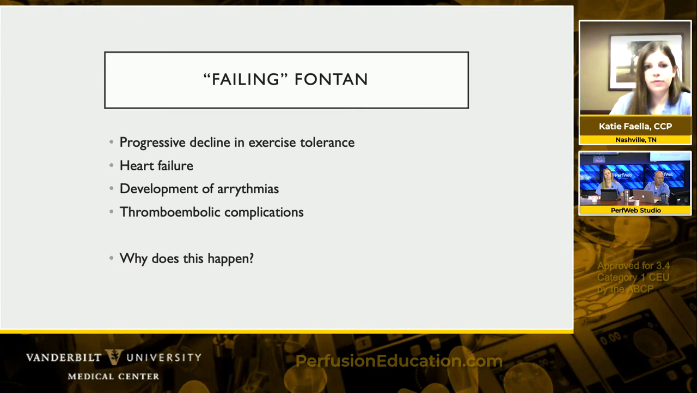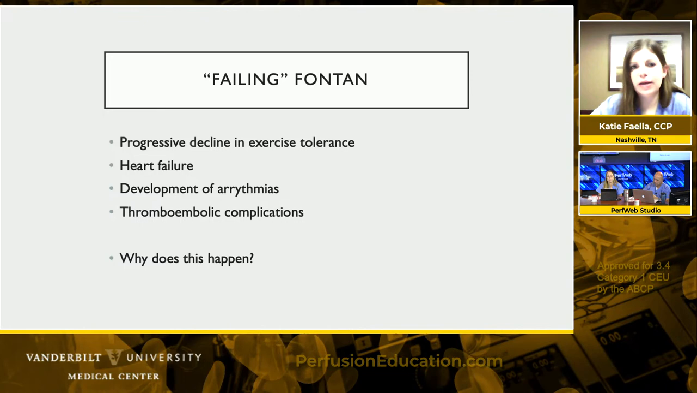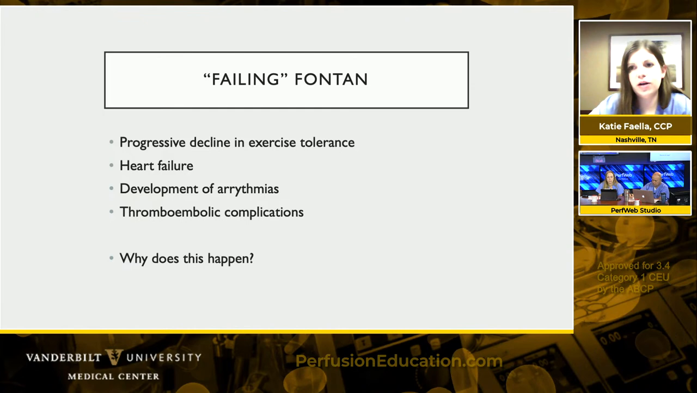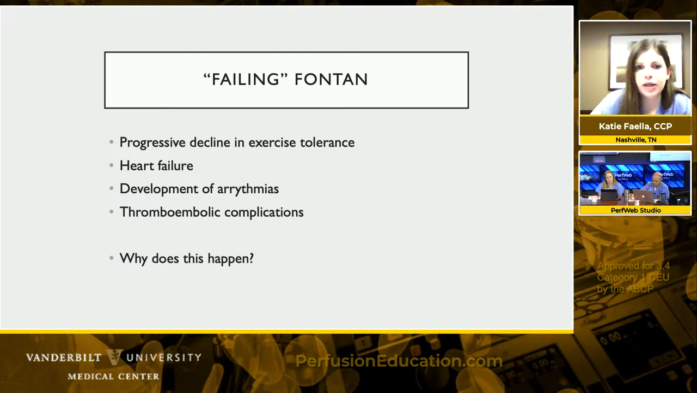So let's talk a little bit about the failing Fontan. What does that mean? These patients are going to have a progressive decline in exercise tolerance. They're going to have heart failure. They're going to develop arrhythmias and have some thromboembolic complications. So why does this happen? What's leading to this failure of their Fontan circulation?